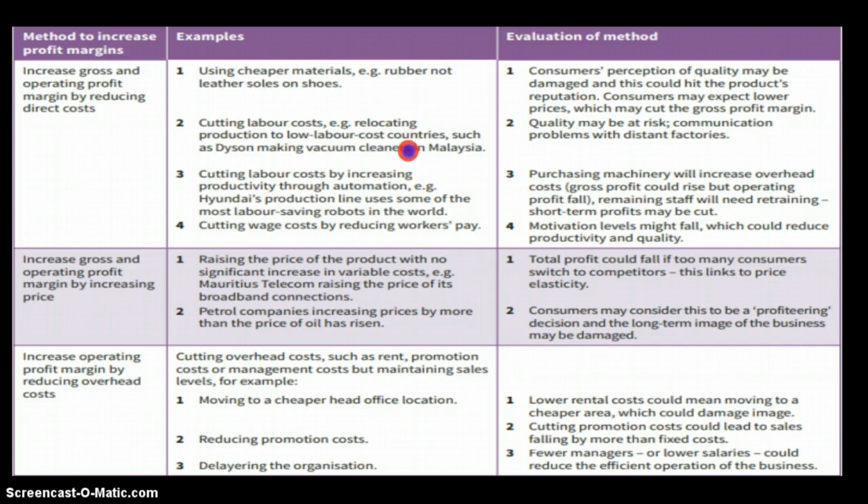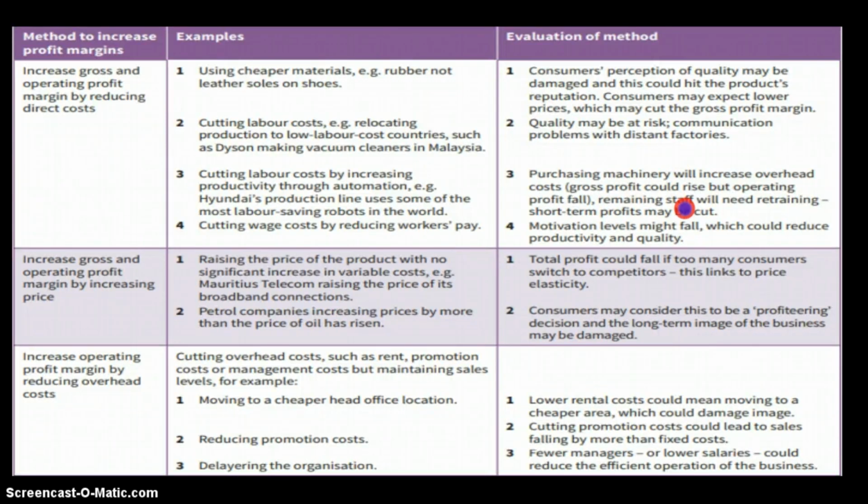Now of course each of these methods has some side effects as well. Consumer perception of quality may be damaged, and this could hit the product's reputation. Consumers may expect low prices, which may cut the gross profit margin. If you use cheap labor, then all of this could happen. Customers will want lower prices for that cheap product, and the image that the business has would be destroyed. Quality may be at risk. Communication problems with distant factories. So if you relocate your production to other countries just to have a low labor cost, that could also have adverse effects on your communication, and your quality will also be compromised a bit.